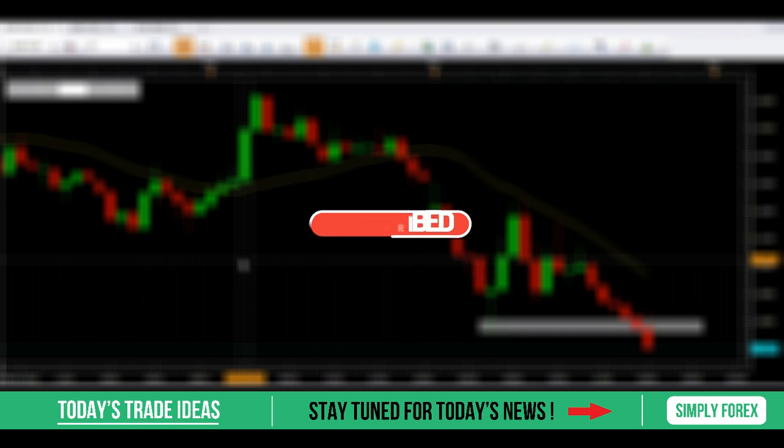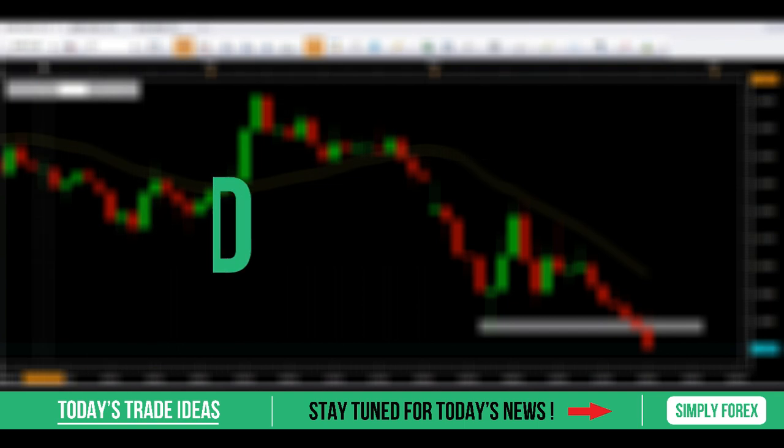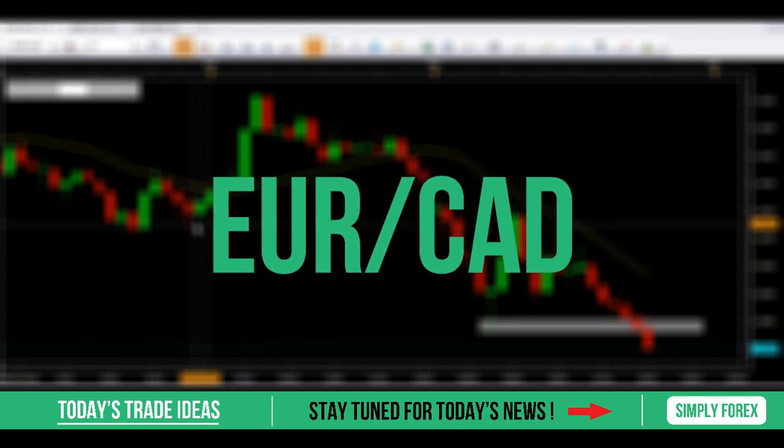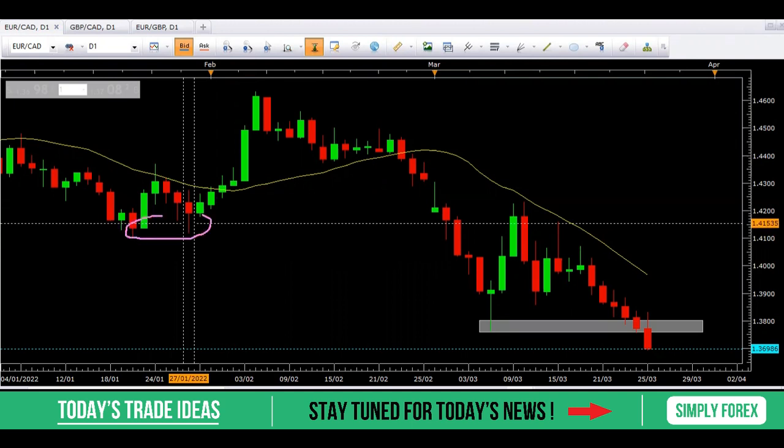So the trades for today, Monday the 28th of March, we've got 3 potential trades. The first one is this. This is the euro against the Canadian dollar. As you can see, guys, structure is in a downtrend. We've got lower lows, lower highs. So the structure is downwards.